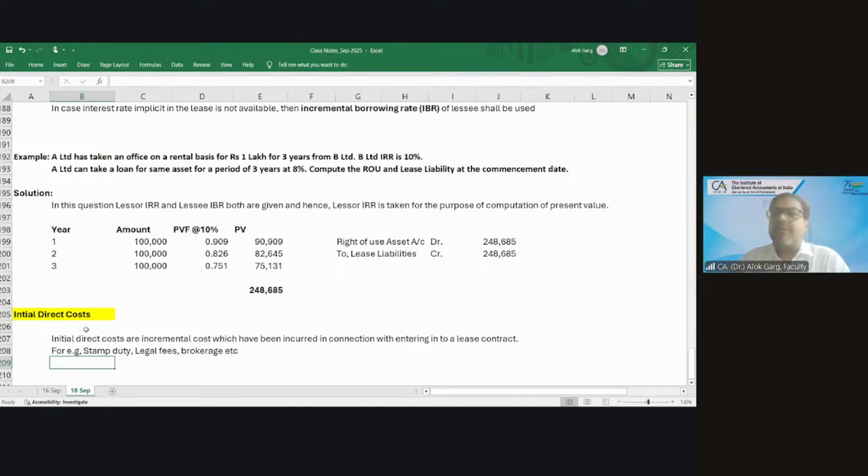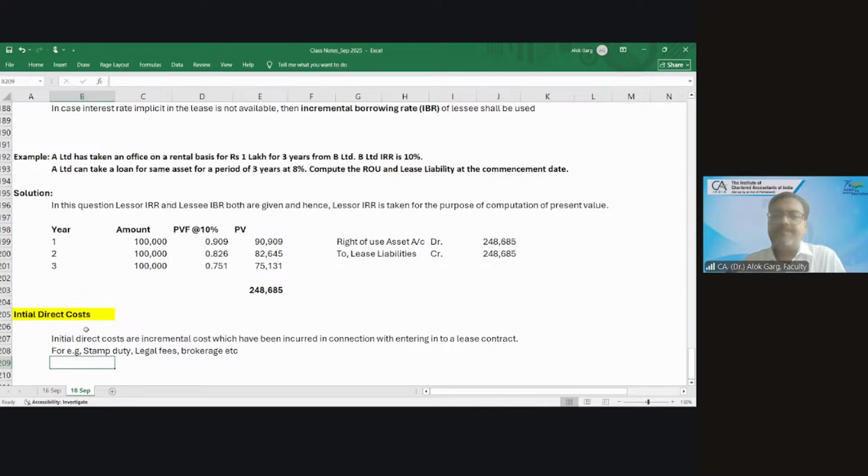Tell me when you will pay the brokerage. I was searching for a house and the broker showed me 10 flats. Then I finalized the 10th flat. Only when I finalize the 10th flat do I give the brokerage to him. So this is an incremental cost. If I had not finalized the flat, I would not have paid the brokerage. Right or wrong?